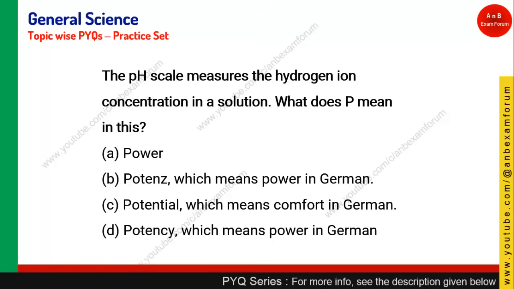Okay, so all of us know that P is power of hydrogen, or sometimes in some texts it is written as potential of the hydrogen concentration. Sometimes it is written as power only. But remember, it is potenz. Potenz is basically a word in German which means power. So for this particular question all are right, but option B is more right because it is in German and it means power in German. So those who have given option B, they are right.